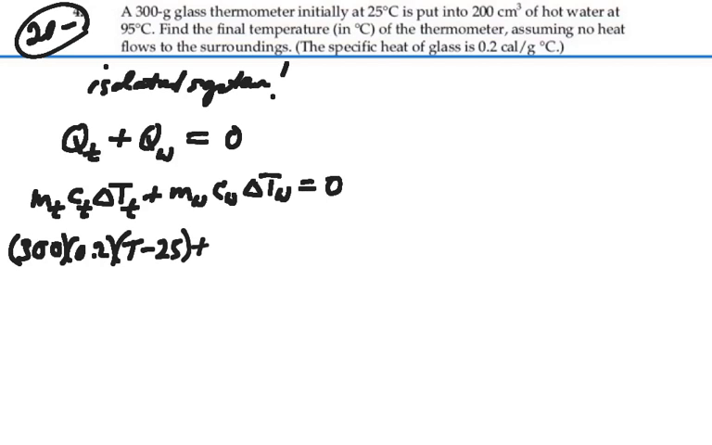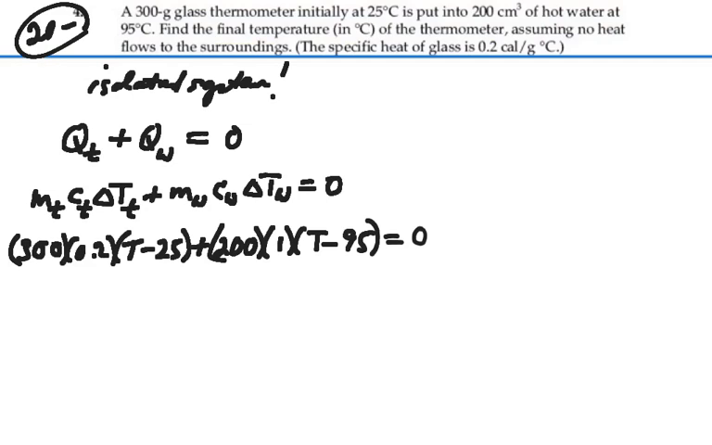Plus the mass of the water. Now we have 200 cubic centimeters of water, but every cubic centimeter of pure water is 1 gram, so that is basically 200 grams of water. Specific heat is 1. Final temperature minus initial temperature, 95 degrees Celsius. All this equals 0. Let's solve this for the common final temperature of the system.